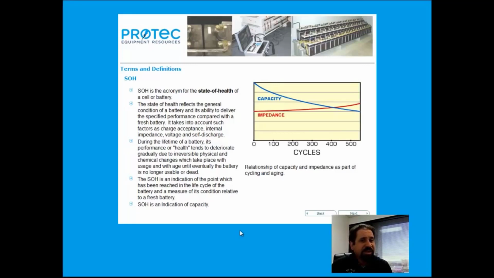The state of health is an indicator of the point which has been reached in the life cycle of the battery or cell, and a measure of its condition relative to a fresh battery or cell. State of health is also an indicator of capacity. As the internal impedance of a cell increases, capacity decreases.